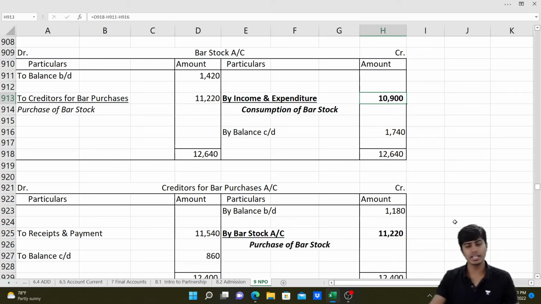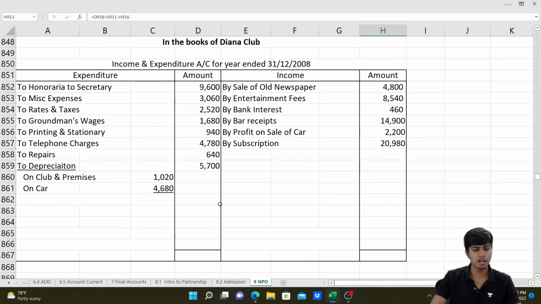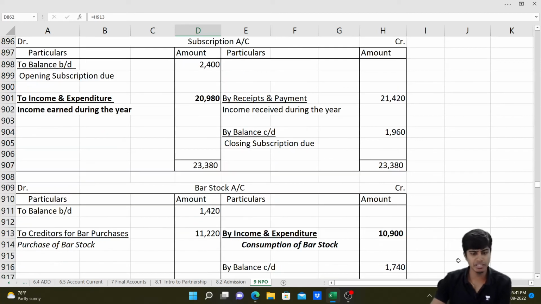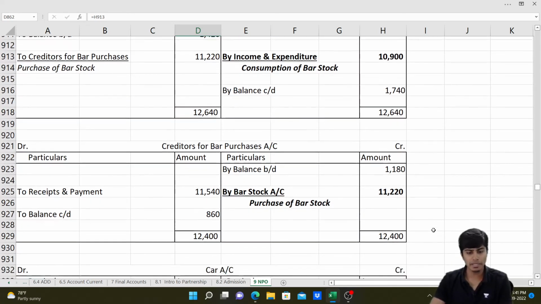10,900 rupees is the consumption of bar stock during the year. And this 10,900, let me write in my income and expenditure account as expense. In my income and expenditure account, I will write on the expense side to consumption of bar stock 10,900. By this, we're done with our subscription account, bar stock account, creditors for bar purchases account.